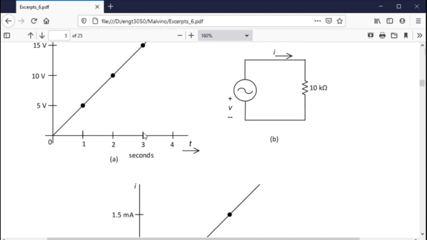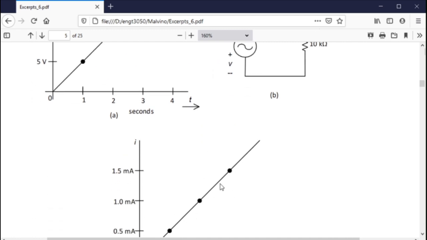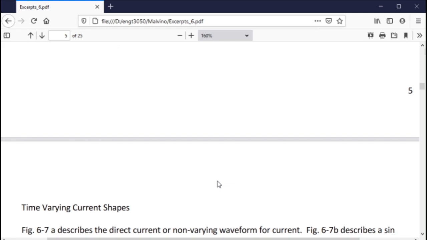Here's another point. There it is. Here's another point. There it is. Draw a straight line through them, and you've got the answer. That's your answer.